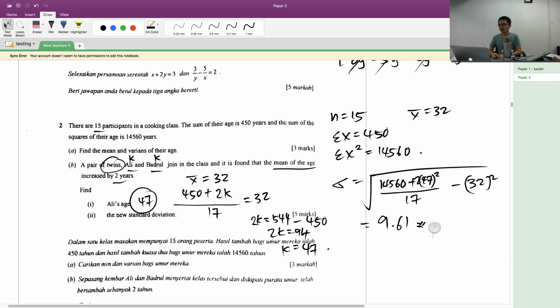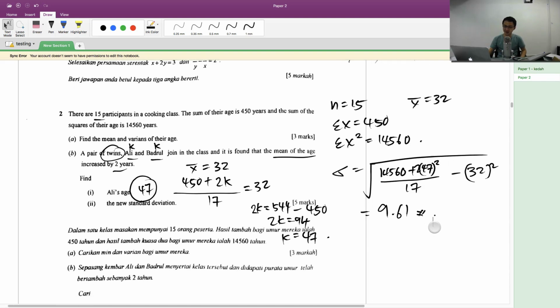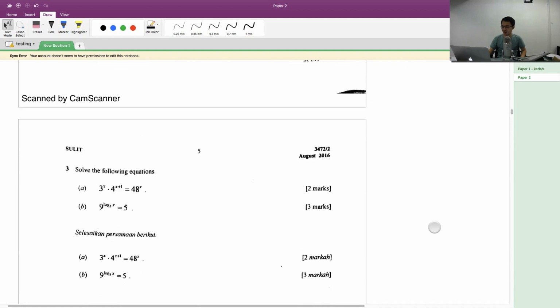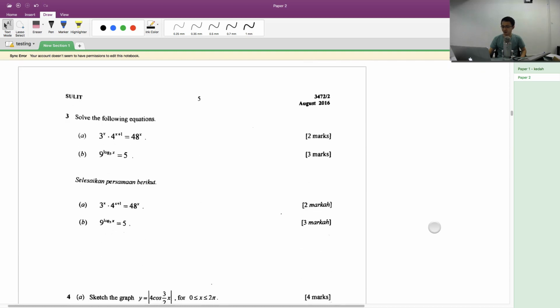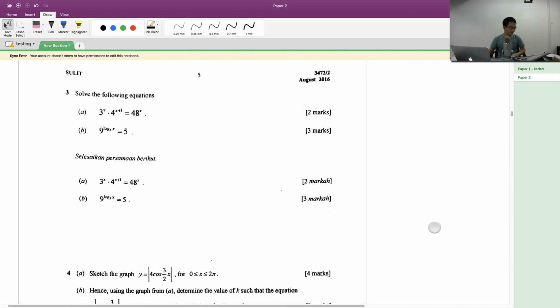So far so good. You should be able to understand, right? If you can't understand, just let me know, then I can explain again. If not, then I will move on to number 3.